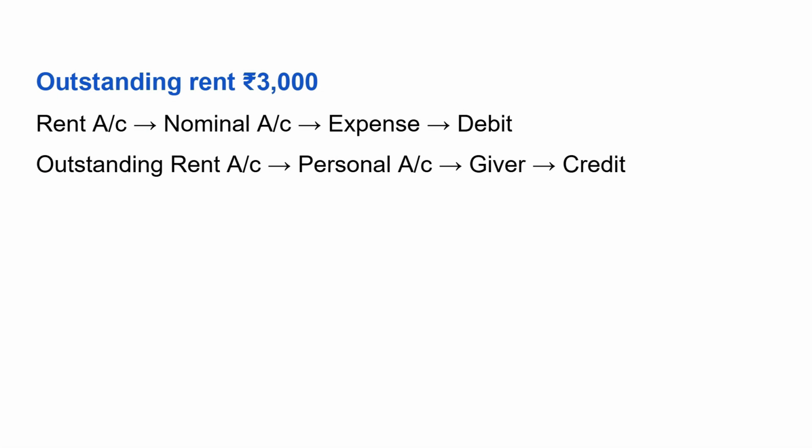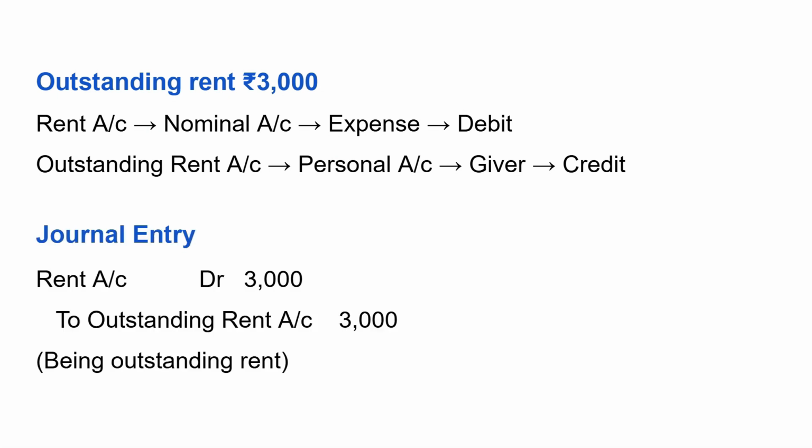Personal account includes persons or entities to whom the business owes money. Even if the landlord's name is not given, outstanding rent represents a person to be paid. So we treat it as a personal account. Remember, all outstanding expenses are liabilities and liabilities are personal accounts. So the journal entry is rent account debit 3000 rupees to outstanding rent account 3000 rupees. And the narration is being outstanding rent.